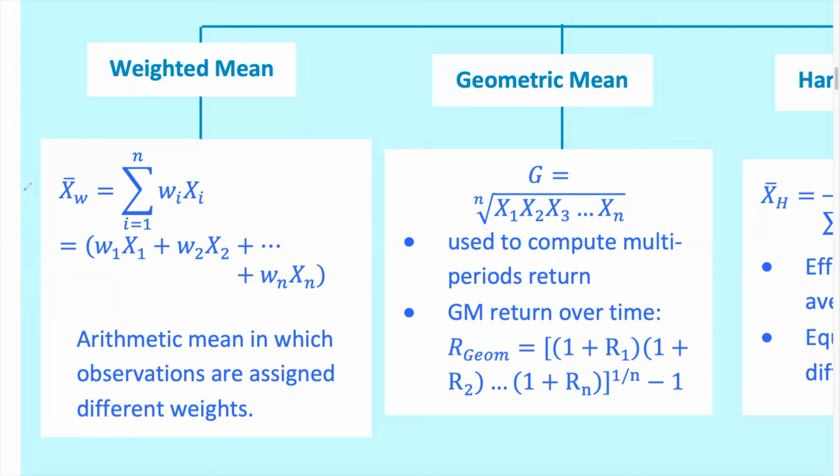Let's go through a quick example. Suppose you have a portfolio with two stocks. Stock A has a return of 8% with a weight of 70%. Stock B has a return of 4% and a weight of 30%. To calculate the weighted mean return of the portfolio, you'd use this formula. So the weighted mean return of your portfolio is 6.8%.